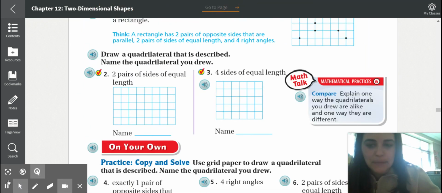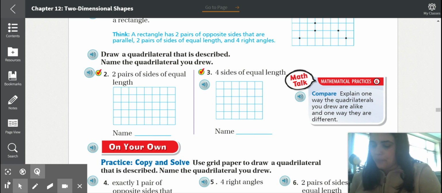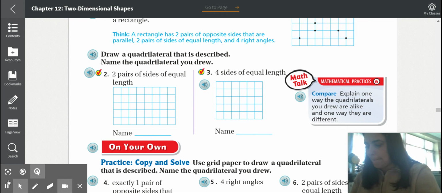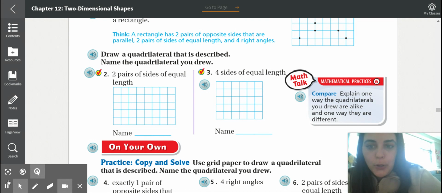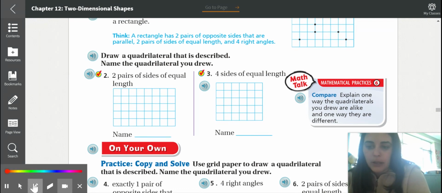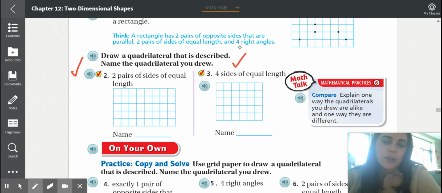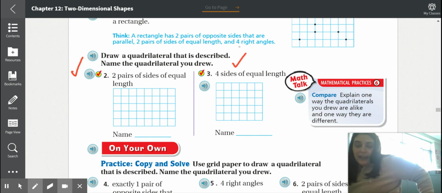All right, let's keep going. If you have not already, I want you to turn your page so that you are on page 731. Okay. And we're going to do numbers 2 and 3. So we're skipping to 2. Oops, my pen. 2 and 3. Okay. So you need to draw a quadrilateral that they're describing, and then you need to name that quadrilateral.